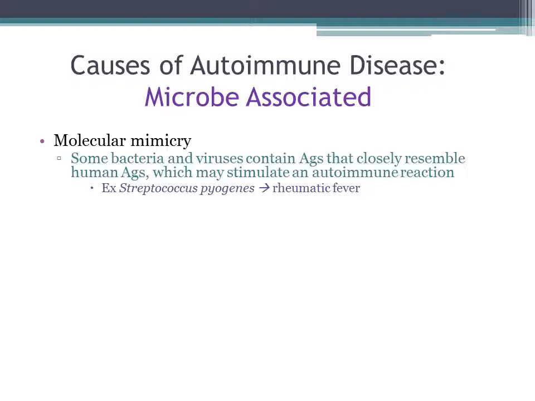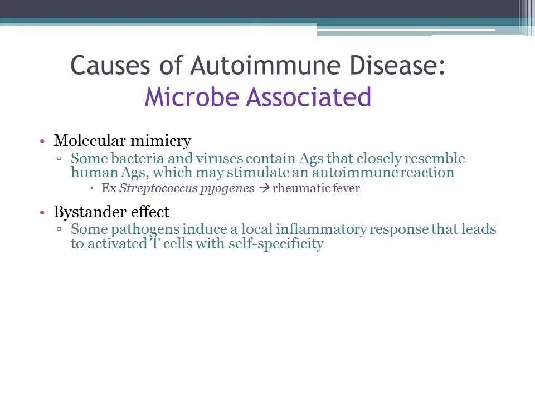And so certain people, especially if they have long-term strep infections that aren't treated rapidly or adequately, can become prone to developing rheumatic fever after the fact, because they have developed antibodies to the bacterial antigens that unfortunately cross-react with heart muscle. The bystander effect is associated with some pathogens: they initiate the inflammatory response that activates the T cells, gets them revved up, and some of these T cells end up with self-specificity.